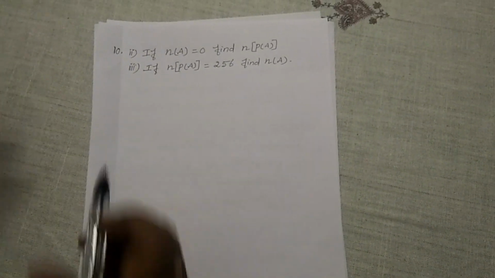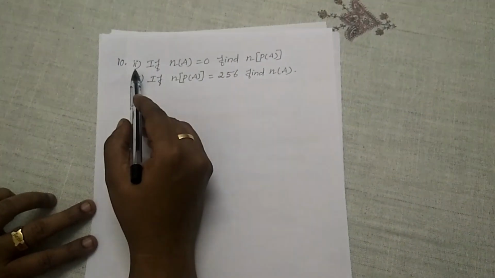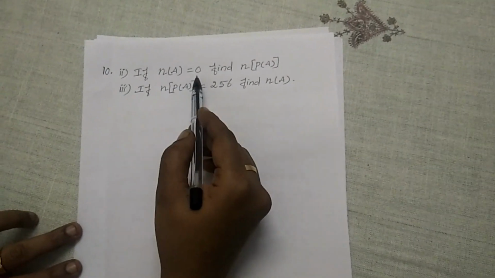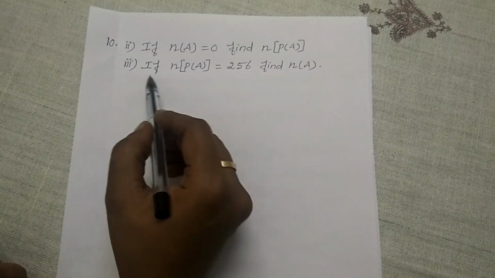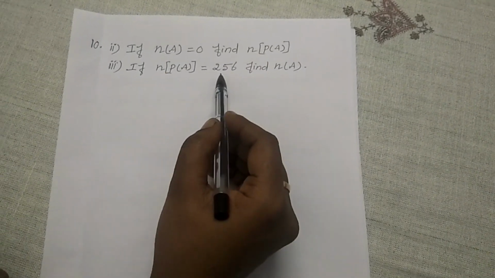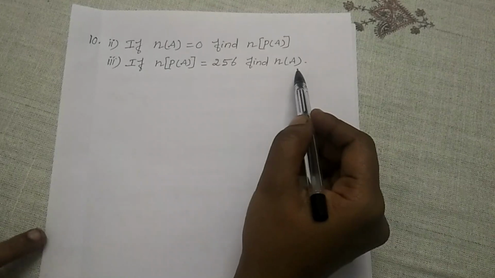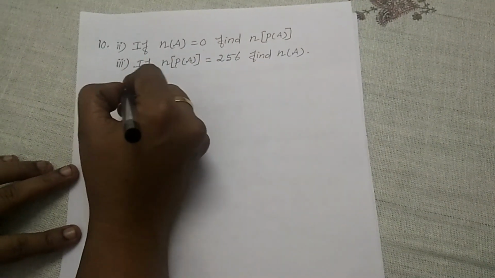Next question is 10th one. First question for homework. Second one, if n of A is equal to 0, find n of P of A. Third one, if n of P of A is equal to 256, find n of A. Okay. Then solution.